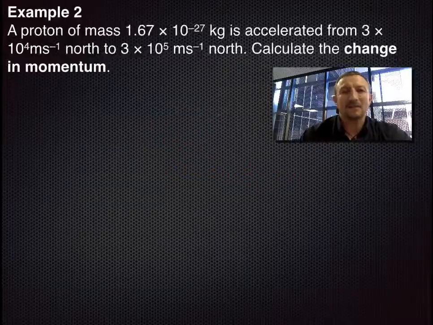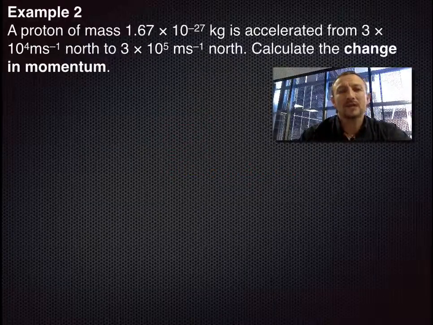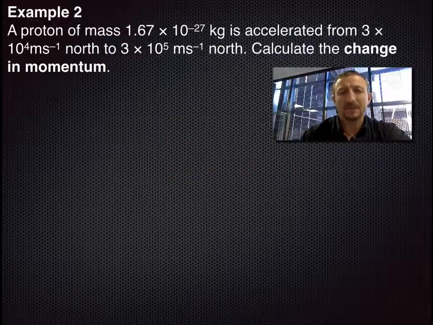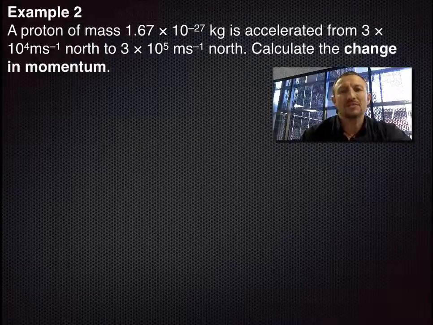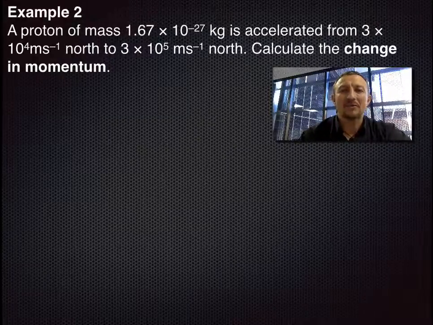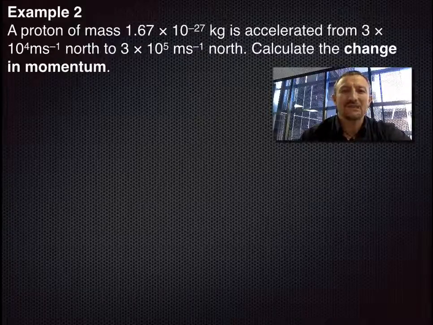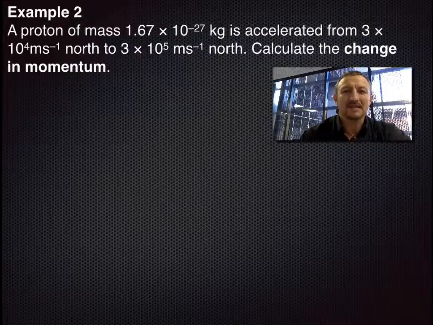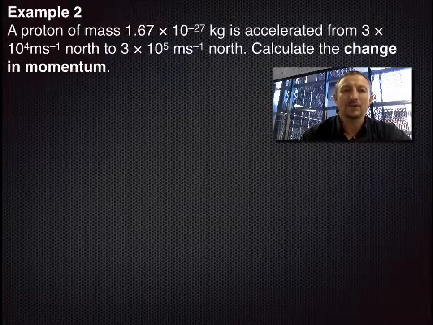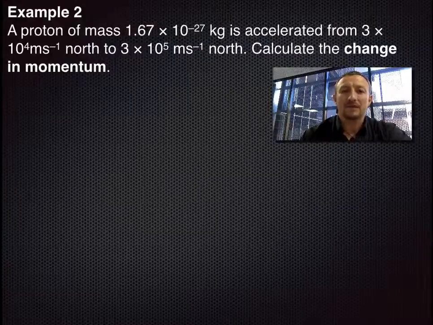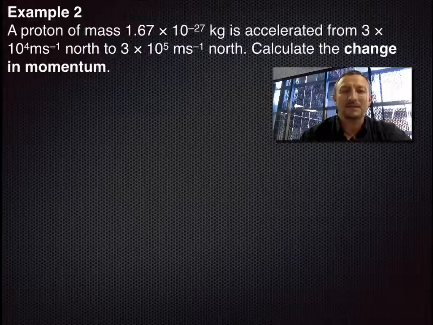The next example I've got for you is where we're going to be looking at the change in momentum. So remember that the change in momentum is the final momentum minus the initial momentum. Have a go at this question where a proton of mass 1.67 times 10 to the negative 27 kilograms is accelerated from 3 times 10 to the 4 meters per second north to 3 times 10 to the 5 meters per second north.